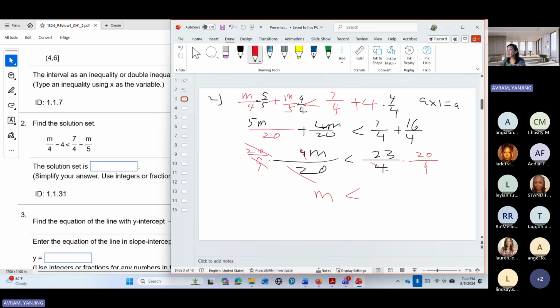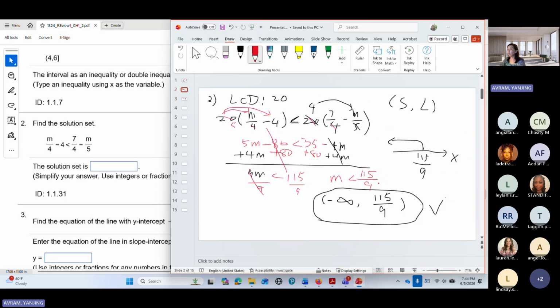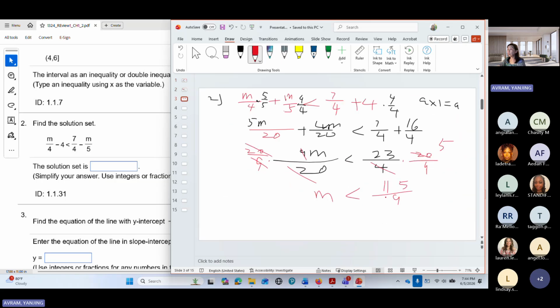Okay, so this one you have a 4 and 20, you can simplify. So this will be 5, right? And then the denominator is 9. Now 23 times 5, you have 115. All right, so you got exactly the same answer as we did in here. Look at that. You got this one right here, you got this one, same answer.